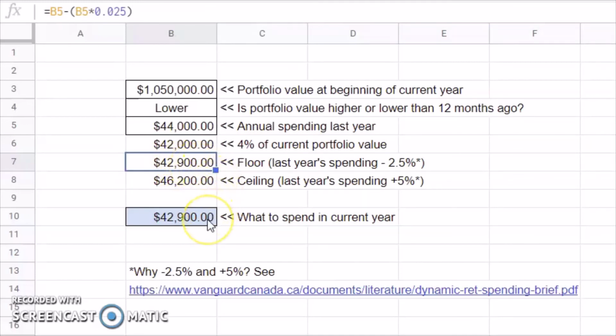Therefore, following the dynamic spending rules that are discussed in Vanguard publications, this retiree could comfortably spend $42,900 and does not have to, if they don't want to, reduce their spending as low as $42,000. I hope this gives you some guidance on how to create your own calculator.